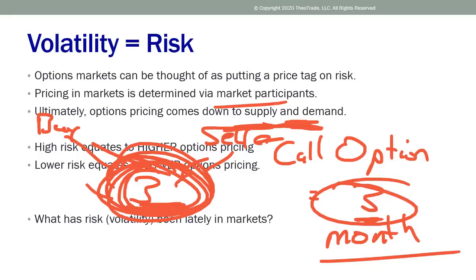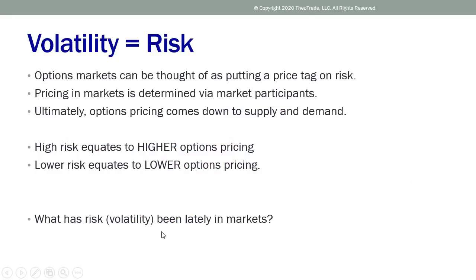Well, that's something I want you to understand, because right now, what's volatility? What's risk been lately in the markets? It's been low. It's been incredibly low. And the volatility is so low that it's actually providing edge. It's providing huge potential if you know the right option strategy to deploy.